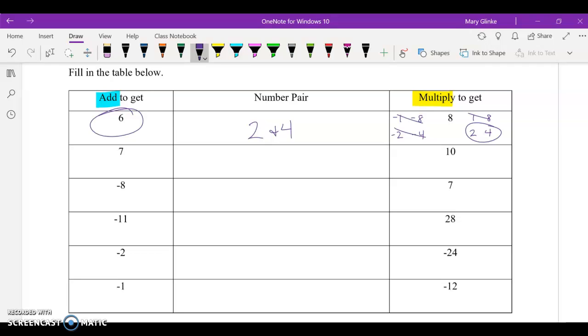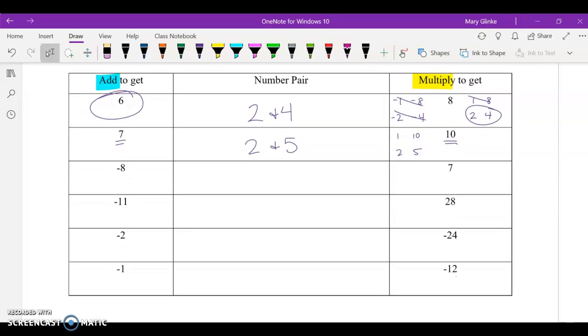So let's try this next one. What multiplies to get 10 but adds to get 7? So multiplies to get 10, adds to get 7. Well, 1 and 10 don't work, but 2 and 5, those work with both of them. So that was going to be 2 and 5.